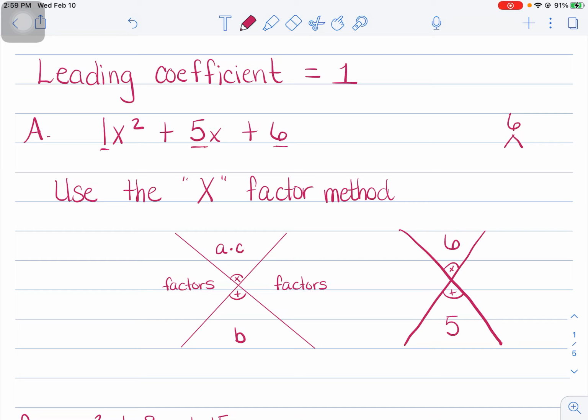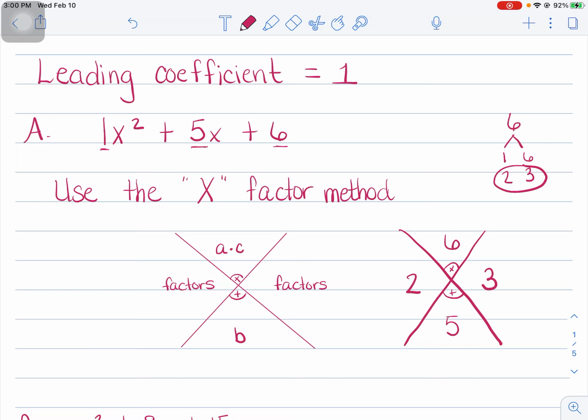So let's think about our factors of 6. We have 1 and 6, and we have 2 and 3. Those are the factors that 6 has. So we're looking for 2 numbers that multiply to get 6. Well, we know both of those sets do, but they have to add to get 5. The only 2 that will add to 5 are 2 and 3. So we're going to put this factor here and this factor here.